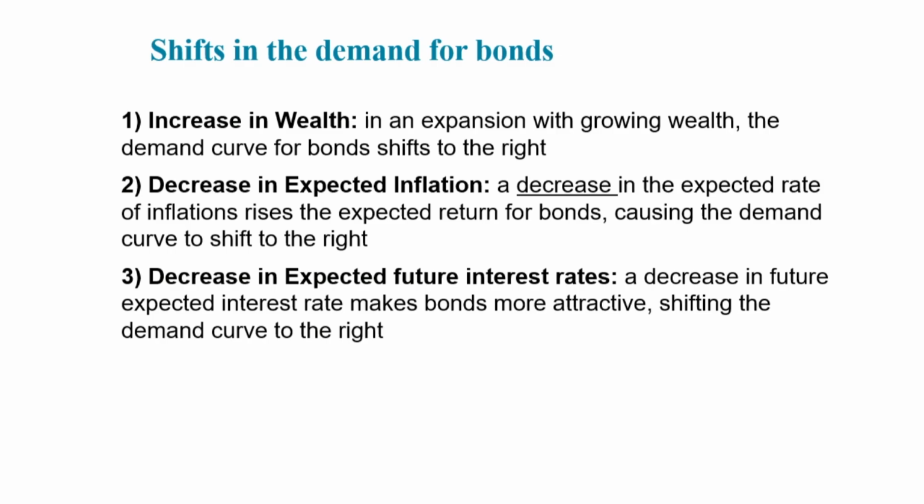So there are a couple of factors that drive the shift in the demand for bonds. One is an increase in wealth. Suppose you are a regular lender and your wealth has increased. In an expansion, with growing wealth, the GDP has been growing and everyone's standard of living has increased, everyone's saving has increased. So in an expansionary economy with growing wealth, the demand curve for bonds shifts to the right.